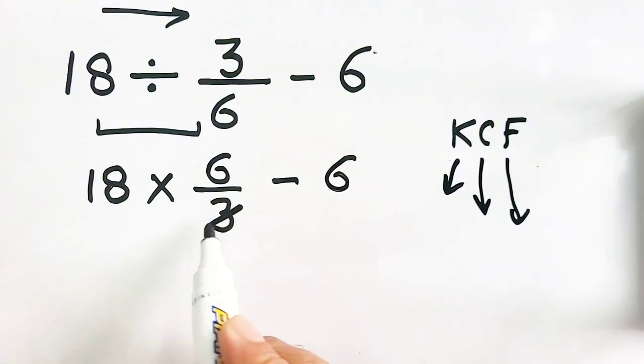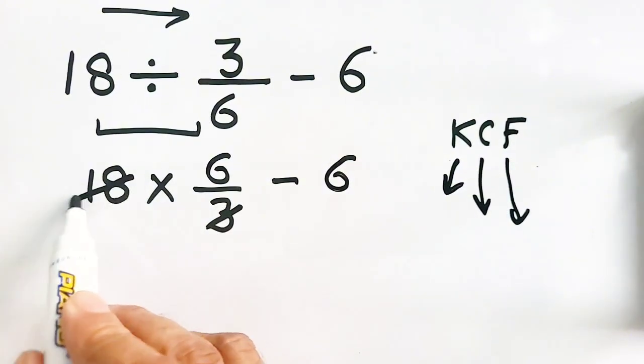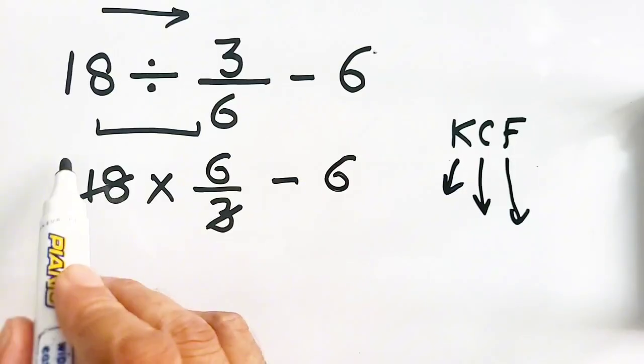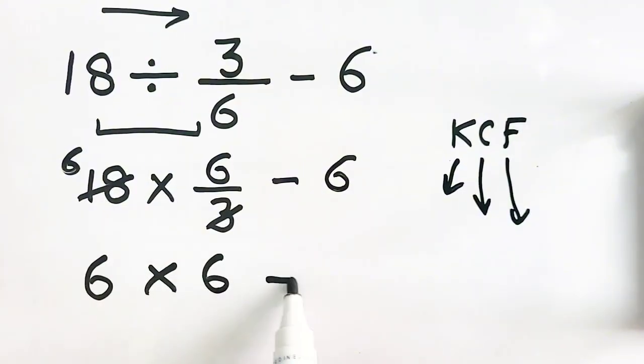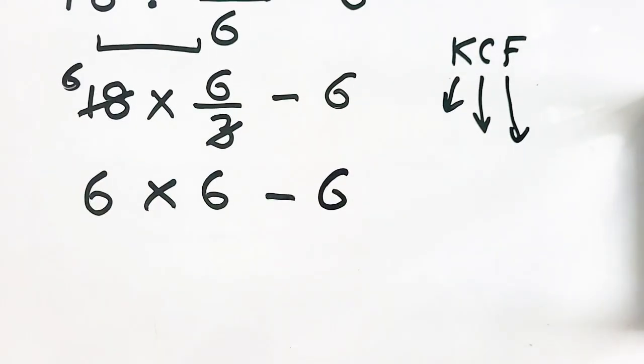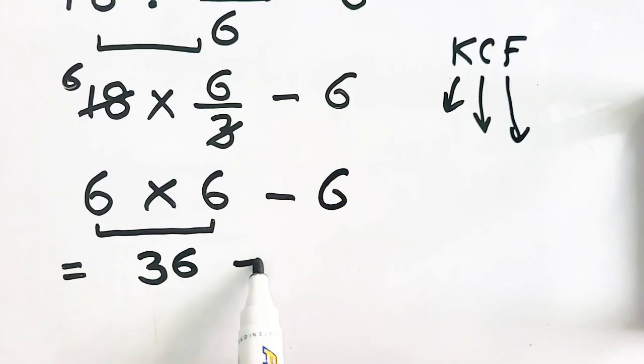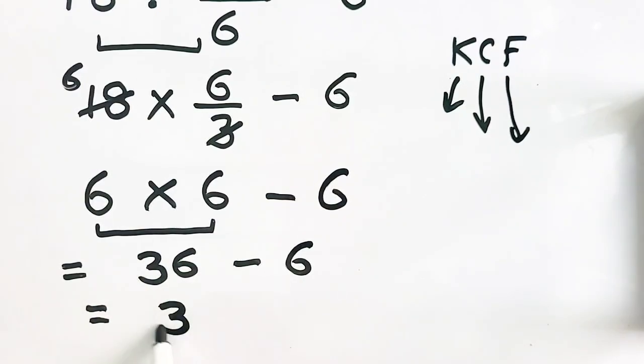So 3 and 18 are cancelled, so it will become 6. Now 6 multiplied by 6 minus 6. So now we will multiply these two numbers. 6 multiplied by 6 will be equal to 36 minus 6, and 36 minus 6 is equal to 30, which is our answer.